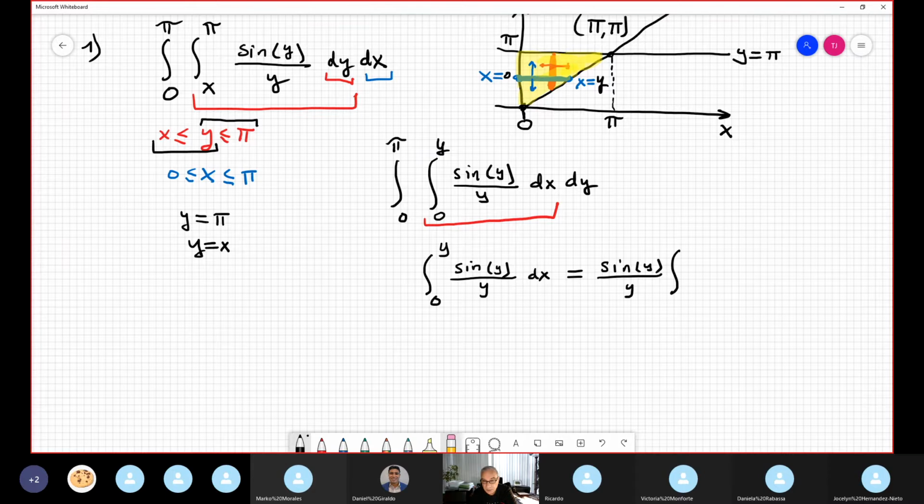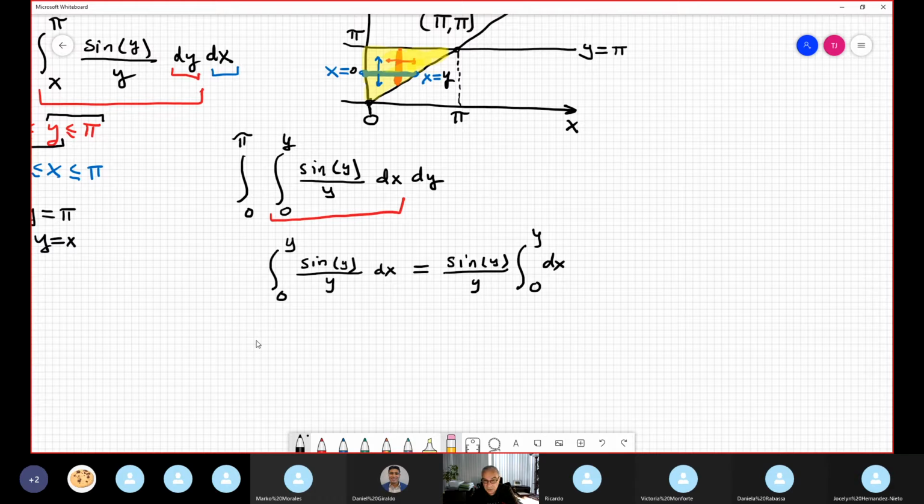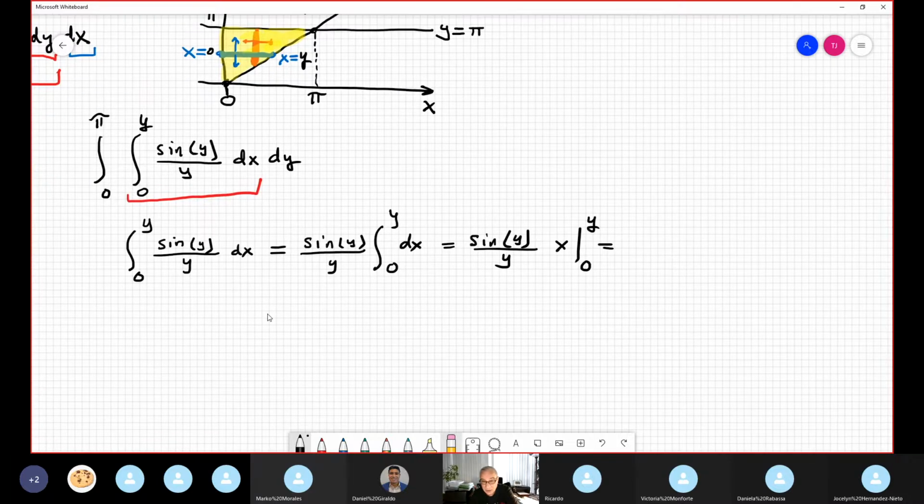And the integral from 0 to y, dx, integral dx is x. Okay, let's do it. The antiderivative is x. So sine y over y times x evaluated between 0 and y. When you evaluate y it is y, and when you evaluate 0 it is 0. So basically, sine of y divided by y times y. And this y is cancelled, and only sine y stays. Okay, we come back to the beginning.